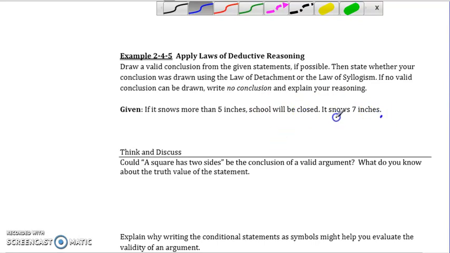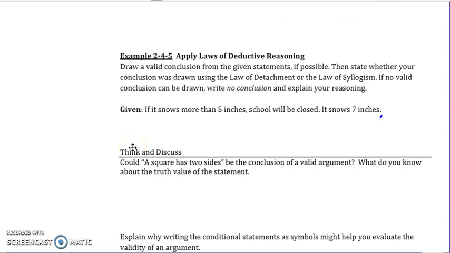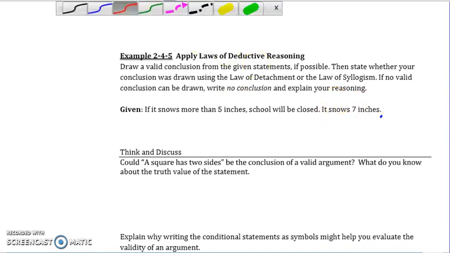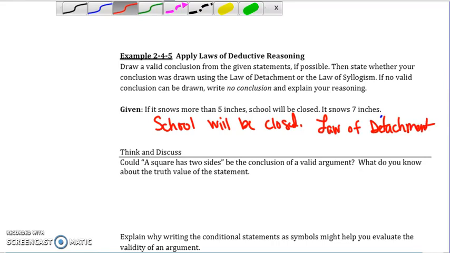Okay, so for this one, we have our if it snows more than 5 inches. We kind of have our assumed then, because our comma and then our pause, then school will be closed. So kind of our conclusion after our comma there. So it did snow 7 inches. So there's our hypothesis. So what conjecture can we make? We can make the conjecture that school will be closed. And what is this following? Is that following law of detachment or law of syllogism? Well, when we go from hypothesis to conclusion and they give us a hypothesis, we can conclude basically the conclusion. That's law of detachment. So law of detachment.